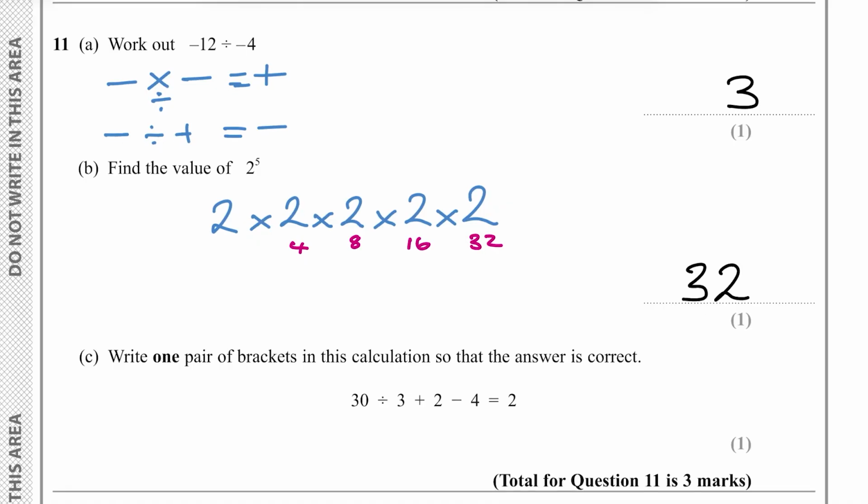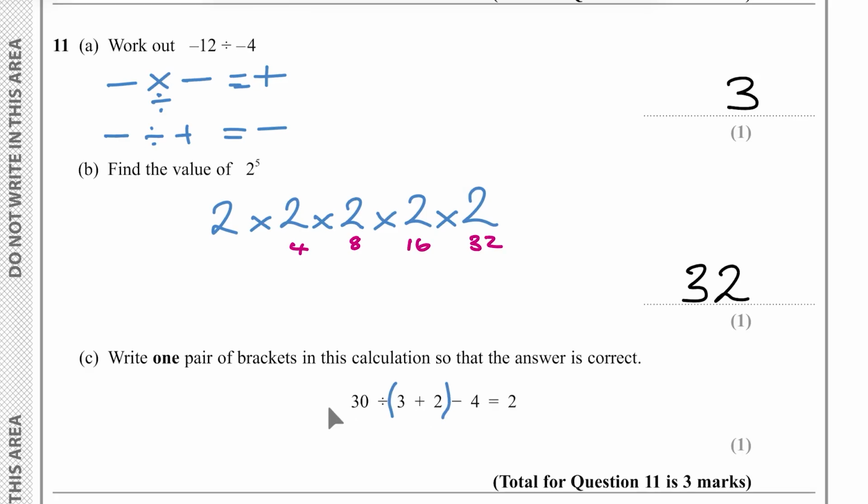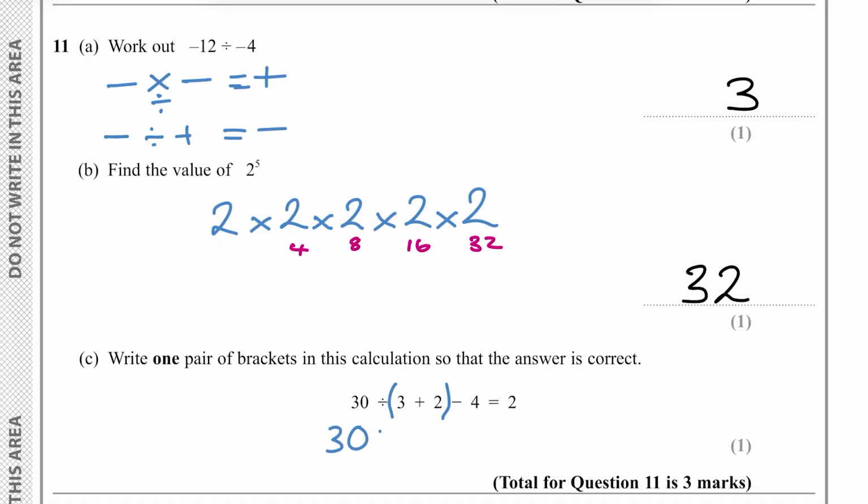And then part C of 11, write one pair of brackets in this calculation so that the answer is correct. Okay, you have 30 divided by 3 plus 2 minus 4. So this one is a bit of trial and error really. Let's have a look. What about here? So that means you'd have to do the brackets first. 3 plus 2 is 5, minus 4.